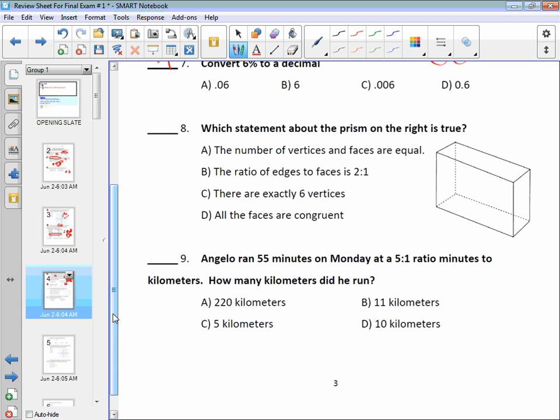Number 8 is a tough question. A good question, but it's a tough question. Survey style, how many have A? B? C? D?